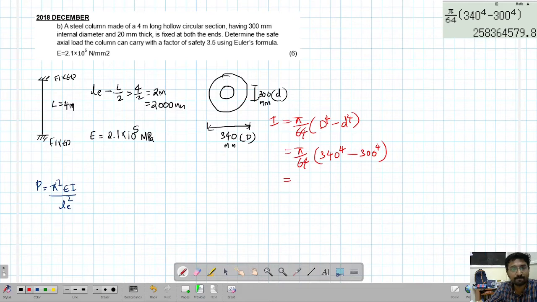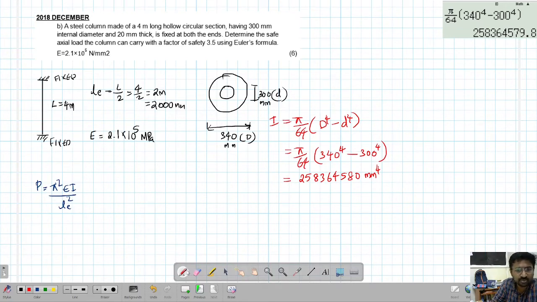This is 25836479. Okay, 2583. So it's a huge value. Let me try to write this down. 25836 4580. So 25836 4580 mm to the power 4. This is the value of I. So it's a huge value.